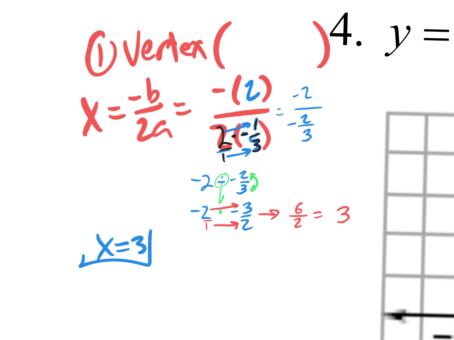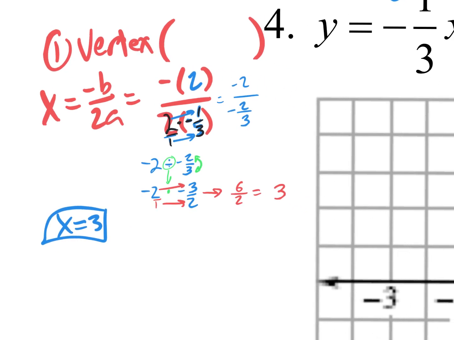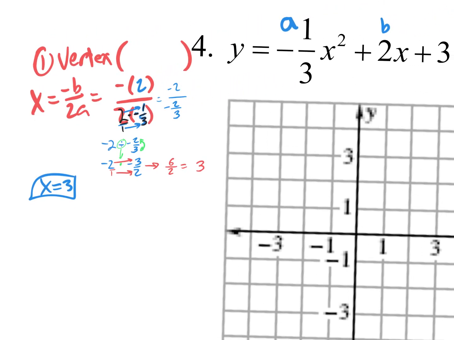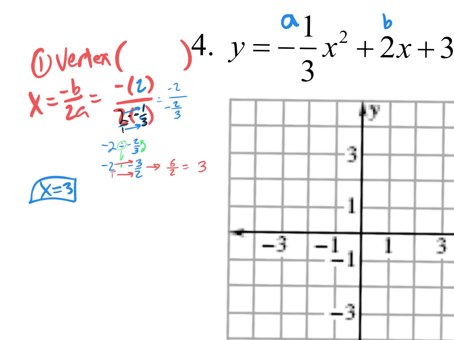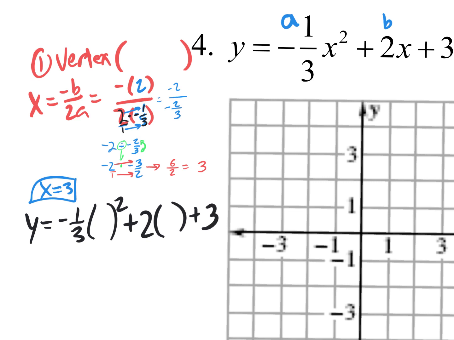X does equal 3. You have x, you want y. What do we do? We plug it back in to the original function. So I'm going to rewrite it. y equals negative 1/3 x squared plus 2x plus 3, where our x is 3. And we need to do the math here. We're going to begin with exponents. 3 squared, that is 9. But then you have to multiply by negative 1/3. So you could put the 9 over 1 and multiply top with top, bottom with bottom.